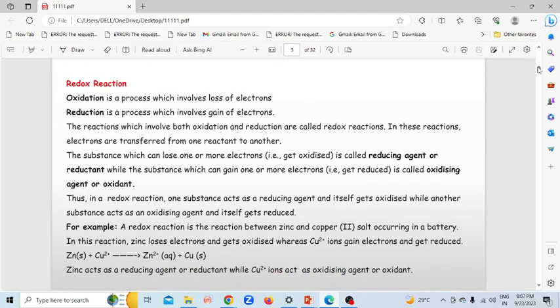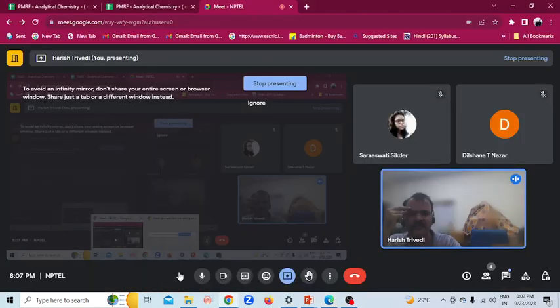Are you able to see redox reaction? Are you able to see or not? Hello? Are you able to see redox reaction? Yeah. Okay. So we will start from here. I will take a 5-minute break, then I will continue. You can also take 5 minutes, then we will start. Clear? Yeah.